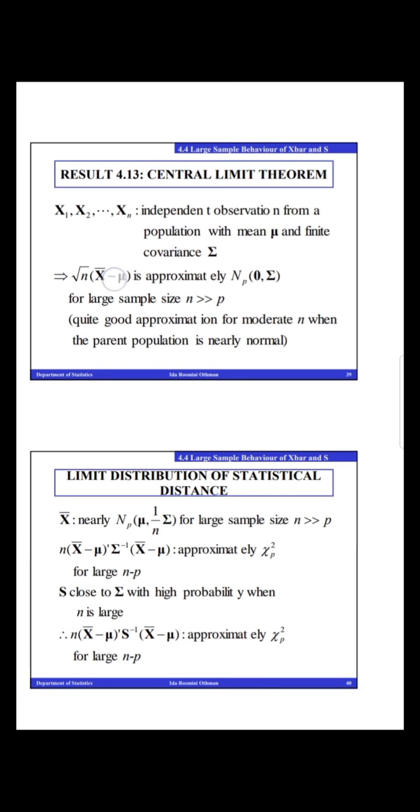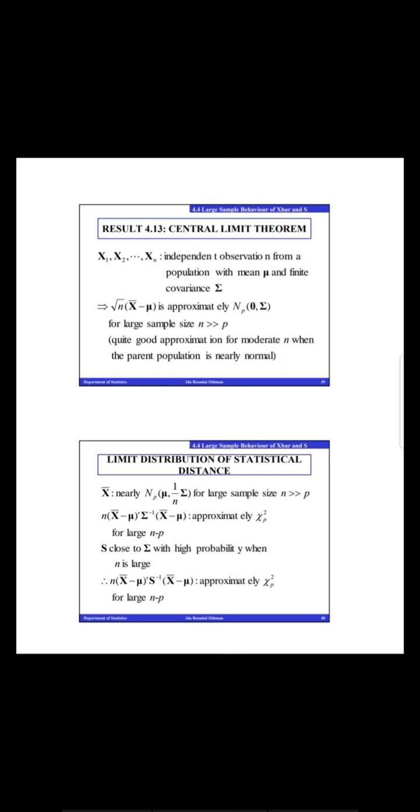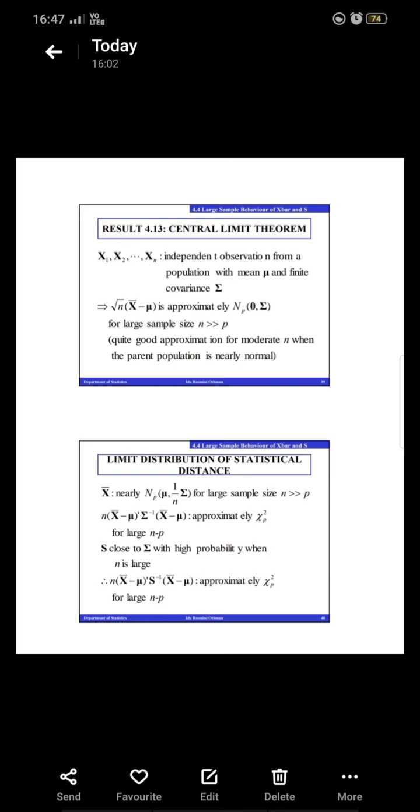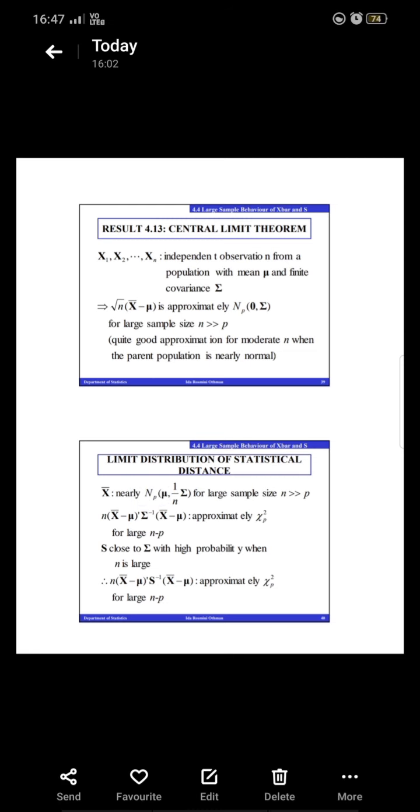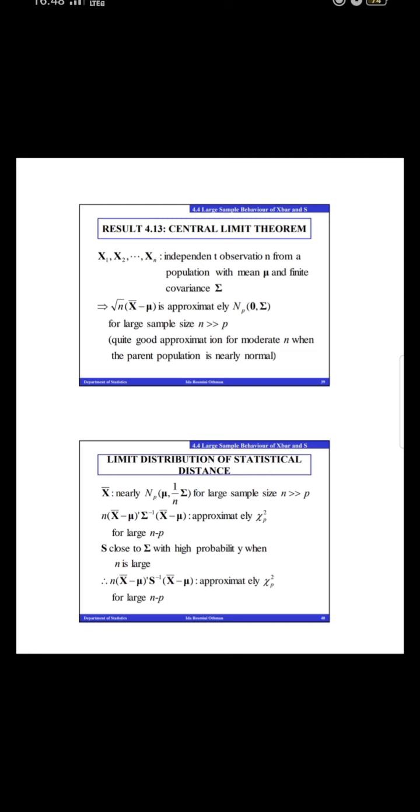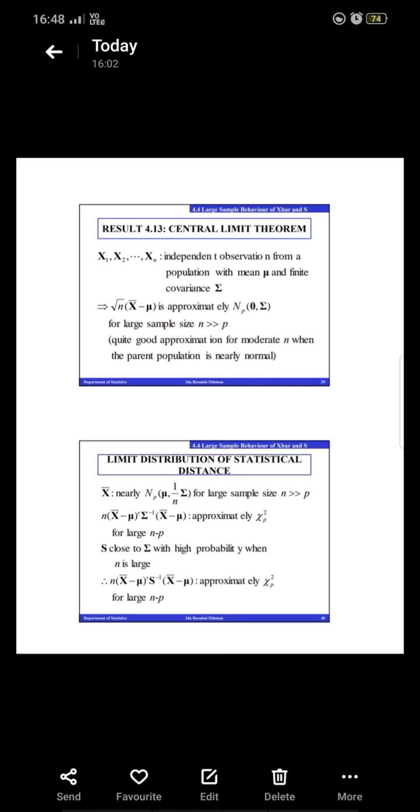Okay, another theorem that you need to memorize is x bar will be nearly normally distributed with a mean vector mu, and the variance is big sigma divided by n, which is the variance covariance matrix divided by n, for large sample size n.